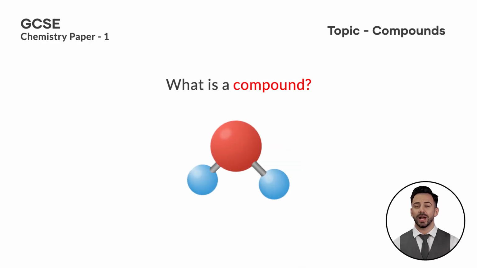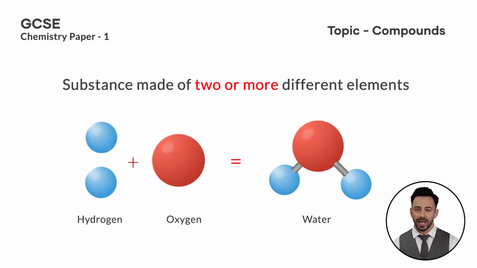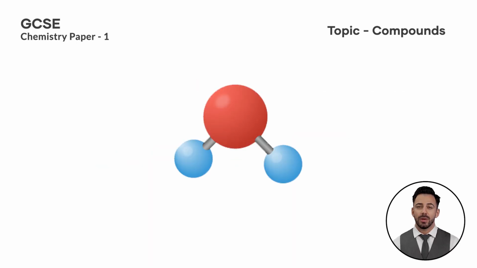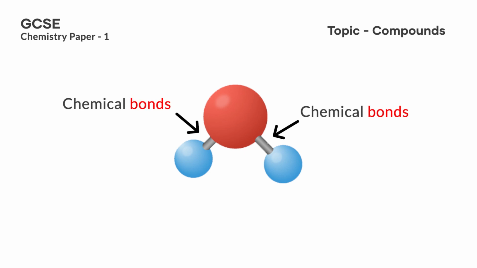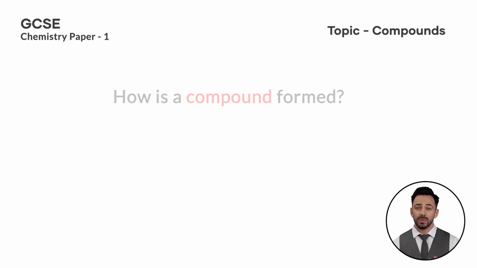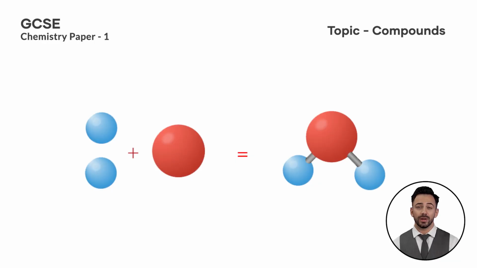What is a compound? A compound is a substance made of two or more different elements chemically bonded together. So how are the elements in a compound joined? They are joined by chemical bonds, not just mixed together. That also tells us something important. How is a compound formed? A compound is always formed by a chemical reaction.